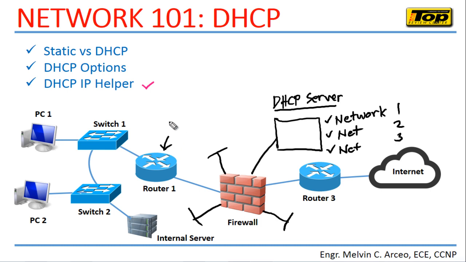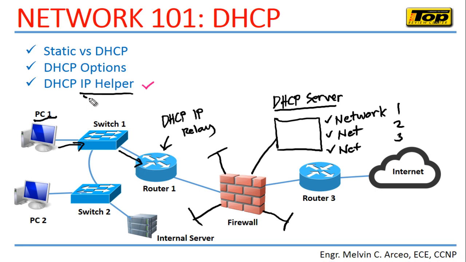This router will become a DHCP IP relay, okay, or more popularly known as the IP helper. Okay? So, paano ba yung IP helper? Ang gagawin nito, hihingi siya ng IP address on the DHCP server and then ipoprovide niya doon sa mga devices inside of its network. So, say for example, PC1 will be looking for an IP address. Ang makikita niya actually dyan ay si router 1 as an IP helper.